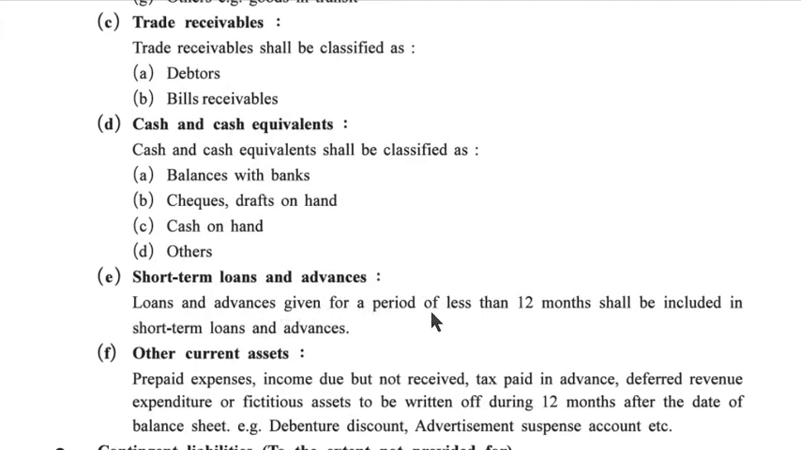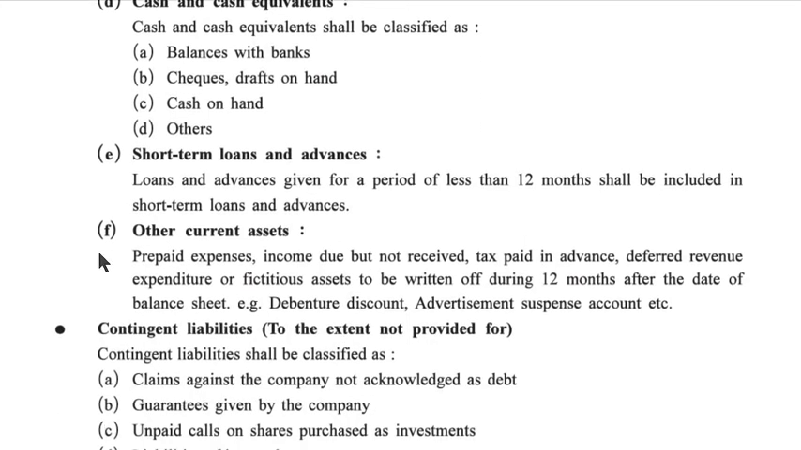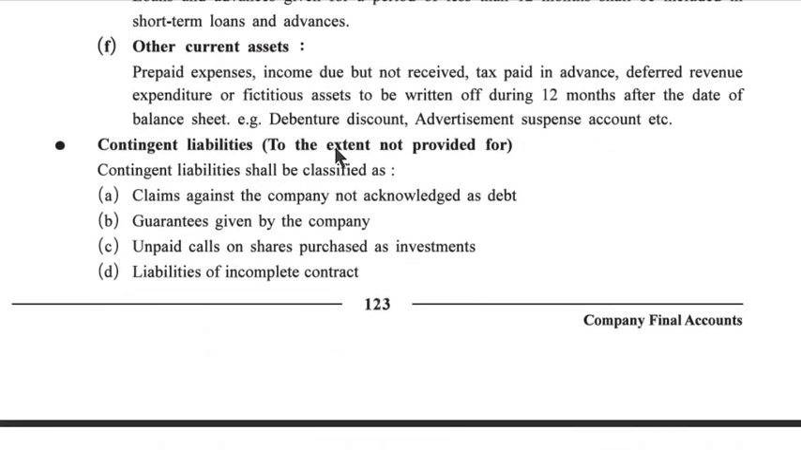E, short-term loans and advances. Loans and advances given for a period of less than 12 months shall be included in short-term loans and advances. F, other current assets. Prepaid expenses, income due but not received, tax paid in advance, deferred revenue expenditure, or fictitious assets to be written off within 12 months after the date of the balance sheet, for example, debenture discount, advertisement, suspense account, etc. Contingent liabilities to the extent not provided for.